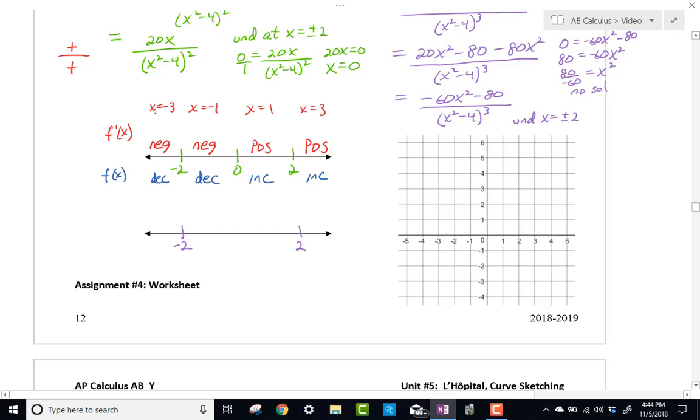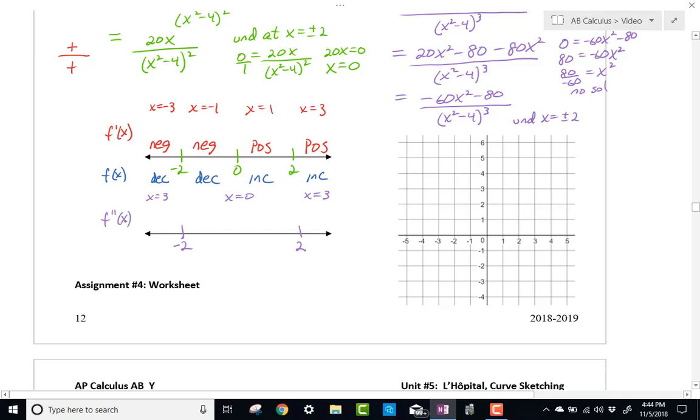So I can use the same values that I used for f prime of x. I'm going to use x equals negative 3. I can actually use x equals 0 in the middle. So we're going to do x equals negative 3, x equals 0, and x equals positive 3. All right? And this time we're looking at f double prime of x. All right, so here we go.